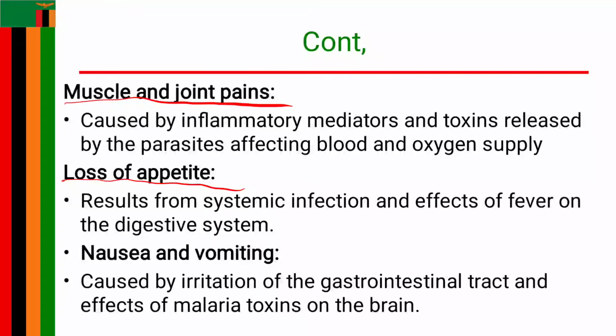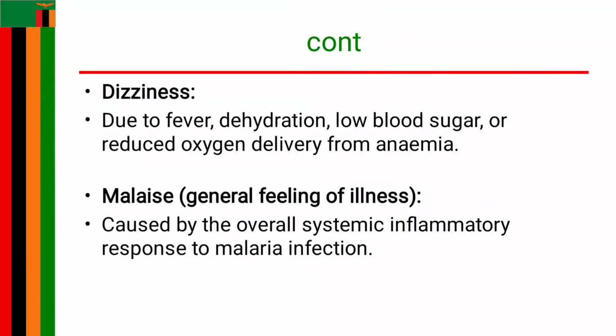Loss of appetite, this results from the systemic infection and the effects of fever that it has on the digestive system, and this easily results in anorexia, which affects the patient's appetite. Nausea and vomiting, this is because of the irritation of the gastrointestinal tract and the effect of the malaria parasite toxins on the brain tissue.